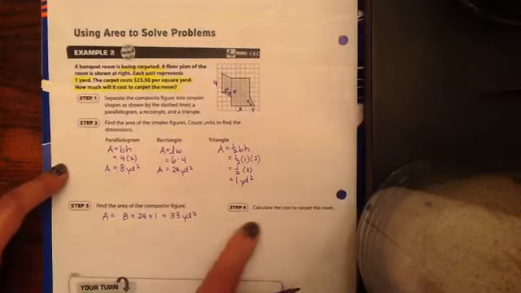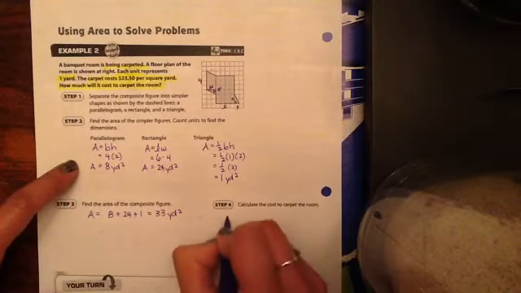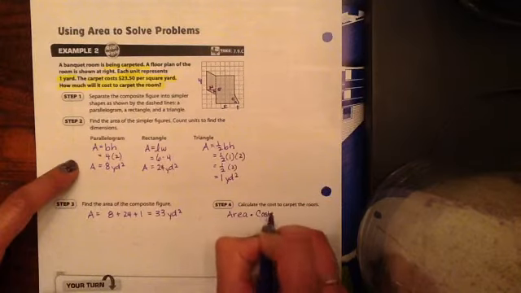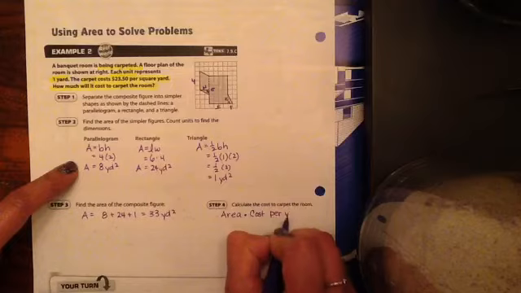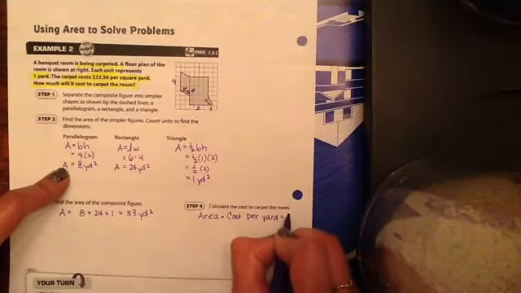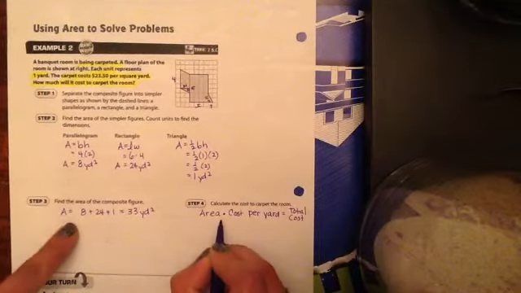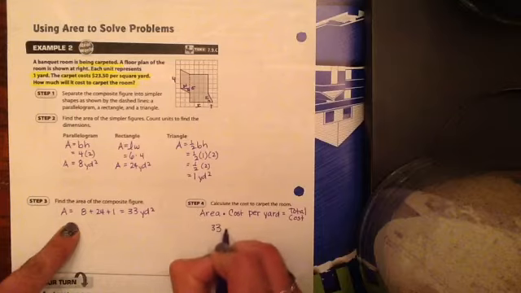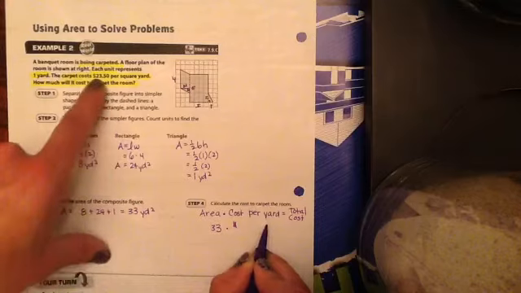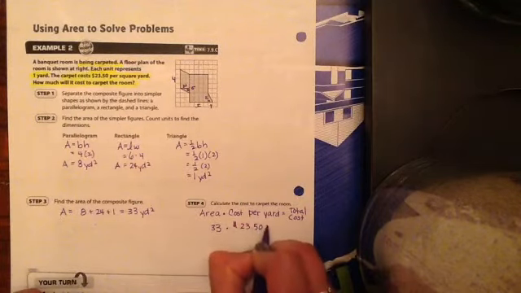Okay, well, in order to calculate the cost of the carpet, I'm going to have to multiply the area times the cost per yard, because remember the cost is per yard, and that is going to give me the total cost of my carpet. So I'm going to take my area of 33 yards squared, and I'm going to multiply it times the cost per yard, which is up here in our problem, the $23.50, to get my total.